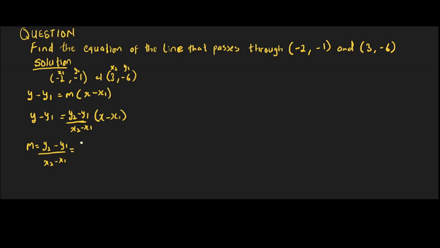Our y2 is minus 6, minus our y1, minus 1, all over our x2 which is 3, minus our x1, minus 2. Here, this is going to give us minus 6 plus 1 all over 3 plus 2. Minus 6 plus 1 is going to give us minus 5 all over 5, and that's going to give us minus 1. That means our m, which is our gradient, is minus 1.